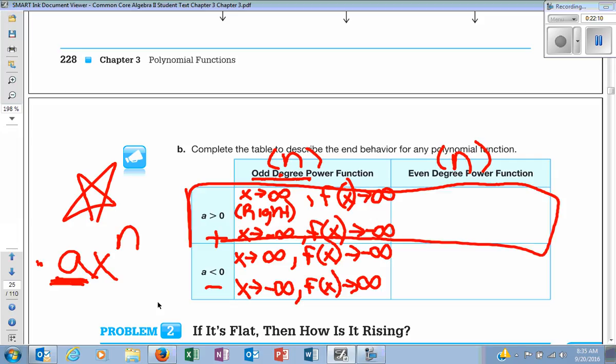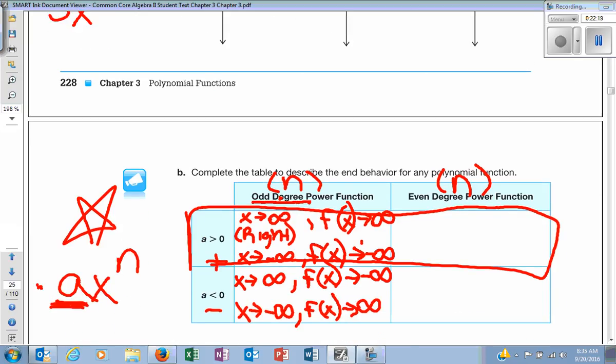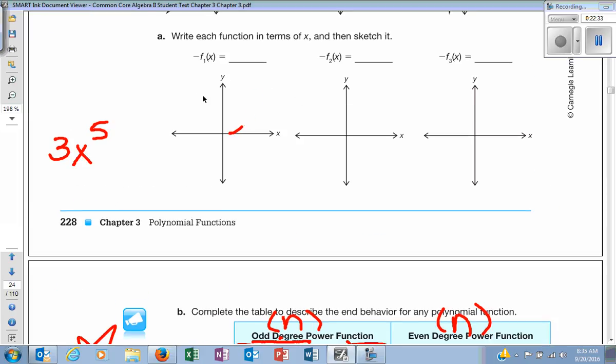Now, how do I know if I'm in this box or if I'm in this box? What do I then need to look at? So I go back to my n. What is my n? It's 5. So I'm going to be in this box right here. Does everybody understand that? You with me? What does it tell me about my graph? It says, as I'm on my right side, I know it's going to be going up. And as I'm on my left side, it's going to be going down. That's all this is saying.